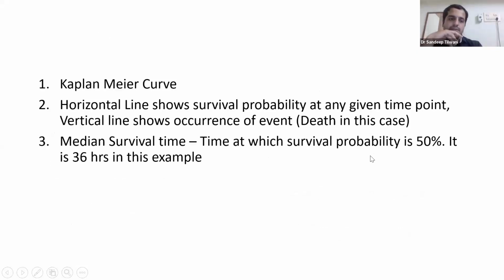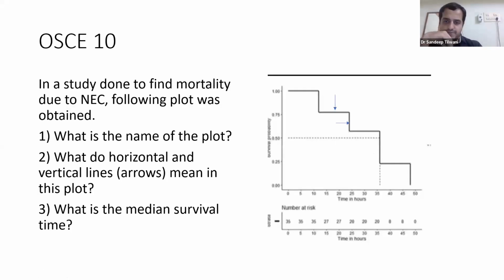The last question is, what is the median survival time? If you see the graph, we have a line drawn here. The median survival time is the time on the x-axis at which the probability of survival is 50%. So you have to draw a dotted line from here and here. It is somewhere around 36 or 37 hours.